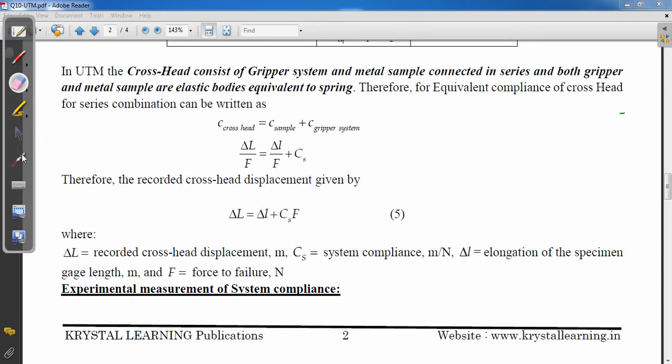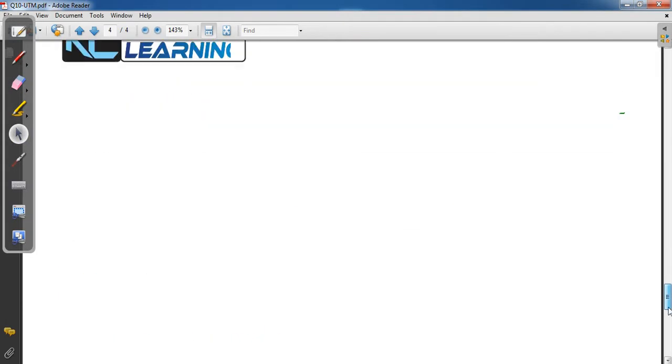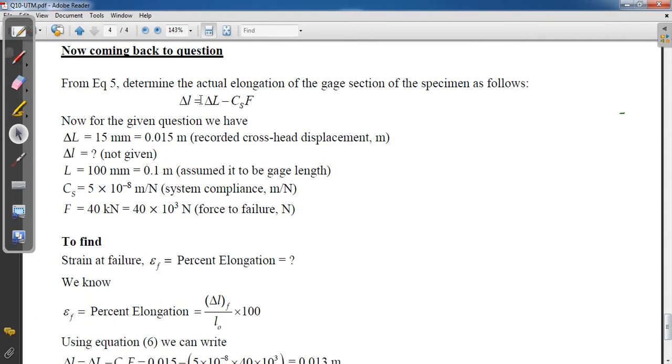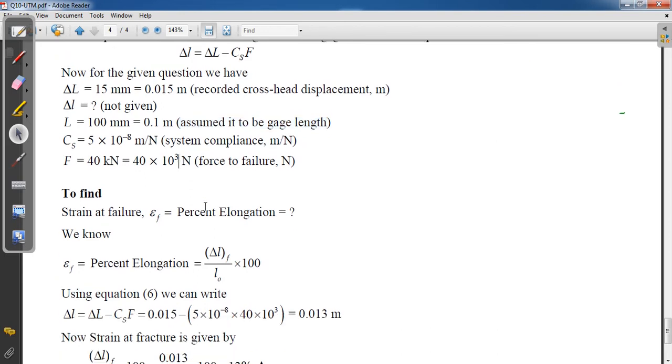Okay. So now let's put the values. Small delta L we have to calculate. So that will become capital delta L minus CS F. Capital delta L is the given change in crosshead displacement, that is 15 mm or 0.015 meter. Small delta L we don't know. The gauge length is given as 100 mm or 0.1 meter, assumed to be gauge length. It has to be gauge length. CS value is given, and failure load 40 kN or 40 into 10 to the power 3 Newton.